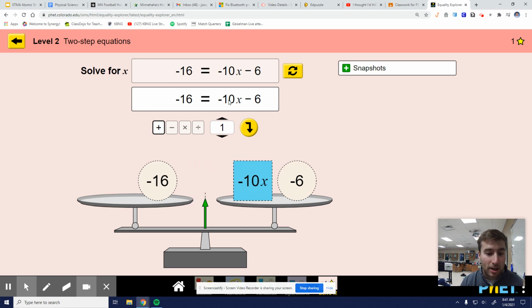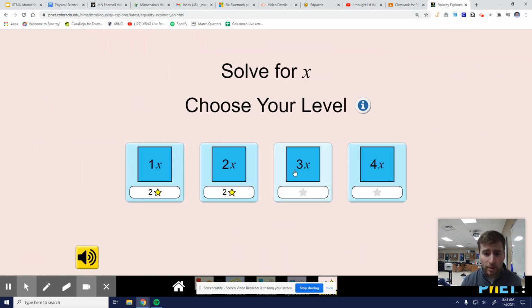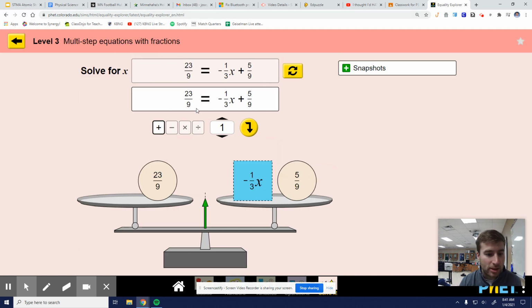Again, 2 steps: negative 10x minus 6 equals negative 16. Because we're subtracting 6, I'm going to add 6 to both sides. And now I have negative 10 equals negative 10x. Because x and negative 10 are being multiplied together, I'm going to divide both sides by negative 10. And I get the correct answer, x equals 1. Again, 2 right there. Okay, on to the 3-step.